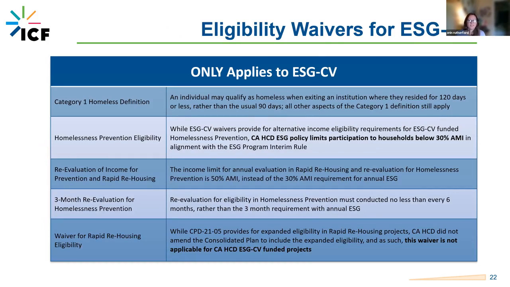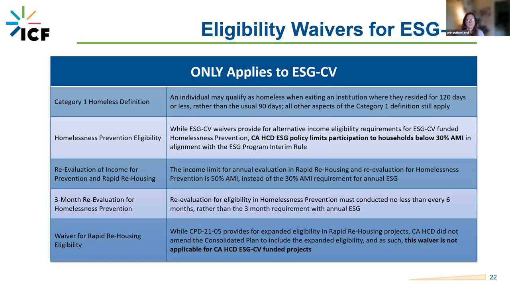So to wrap up this section on ESG eligibility by component, we are going to cover some of the eligibility waivers that apply specifically for the ESG CV grant. The ESG CV grant funds were made available through the CARES Act during the height of the COVID-19 pandemic. So starting with the first one, for the Category 1 homeless definition, an individual can qualify as homeless when exiting an institution where they resided for 120 days or less, rather than the usual 90 days that Gordon has already covered. All other aspects of the category one definition still apply. So the main difference with this one is that instead of 90 days staying in an institution, they can stay for up to 120 days and still qualify.